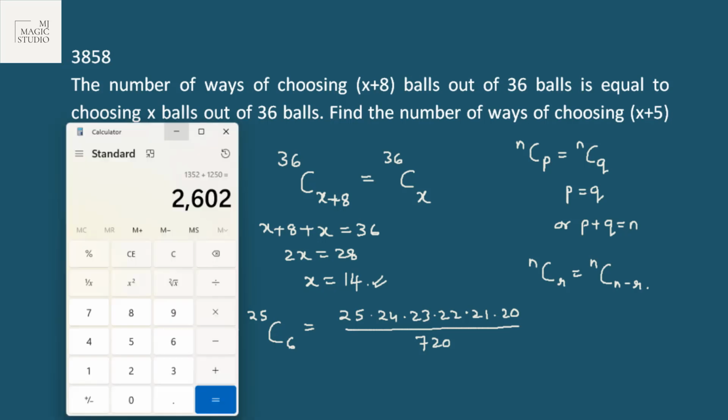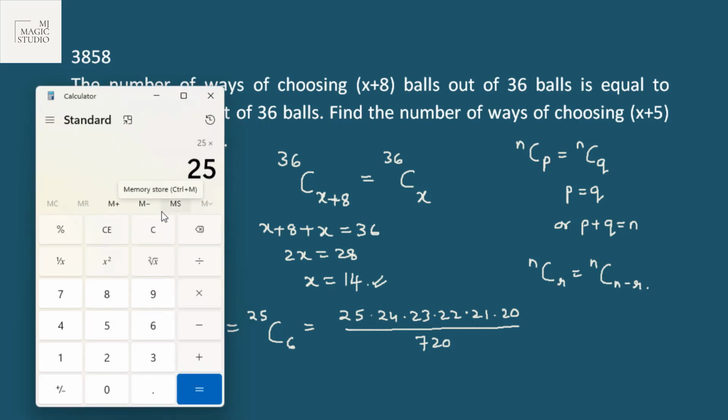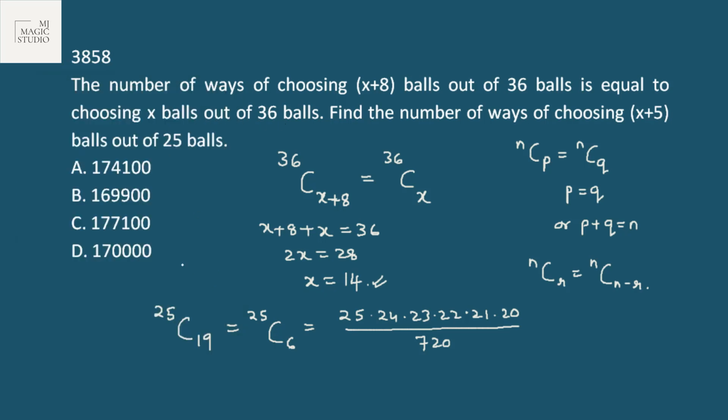Now I can use the calculator for this. So I have 25 into 24 into 23 into 22 into 21 into 20 divided by 720. That will give 177100. 177100 we have in option C.